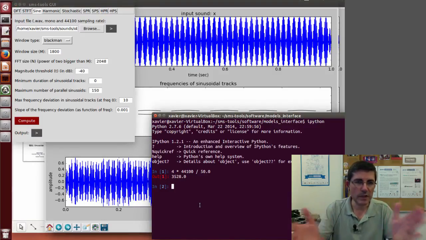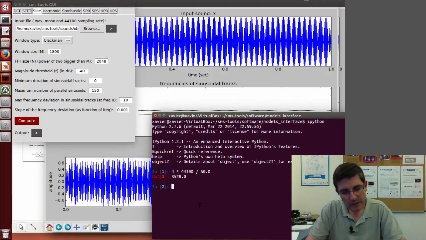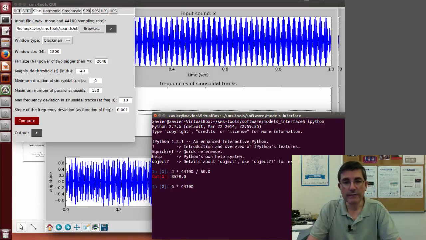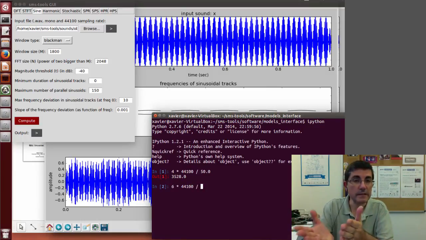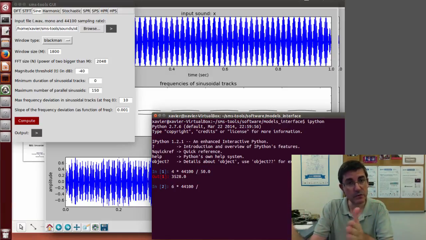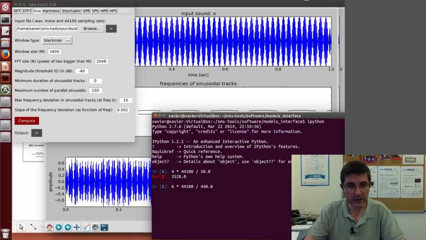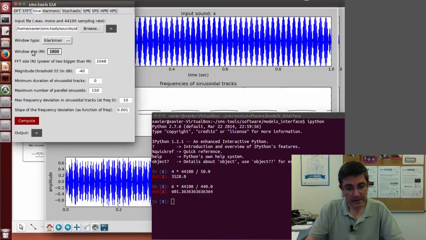What should be the window size for this sound? For the Blackman window, the number of bins is 6. The sampling rate is the same, 44,100. And now we have to divide by the fundamental frequency. The fundamental frequency of this sound is 440 hertz, and that's the distance between two consecutive harmonics. So we will put 440 hertz here. And this is the size that we need, 601 samples. So let's put 601 samples. FFT size, well, let's put the next power of 2.